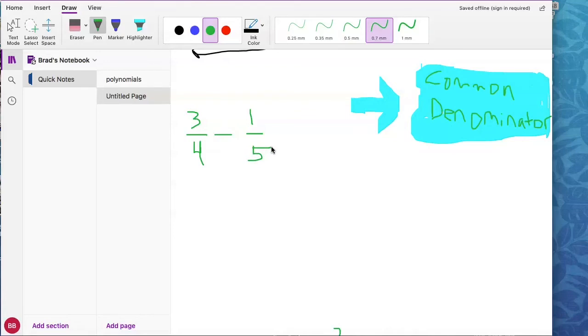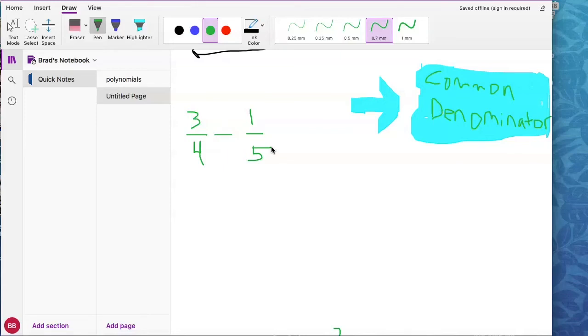Same thing. Definitely don't let the answer be like 3 minus 1 is 2, 4 minus 5 is -1, and then you say, oh, the answer is -2 over 1, or something like that.